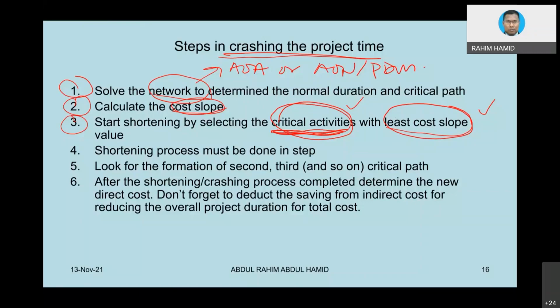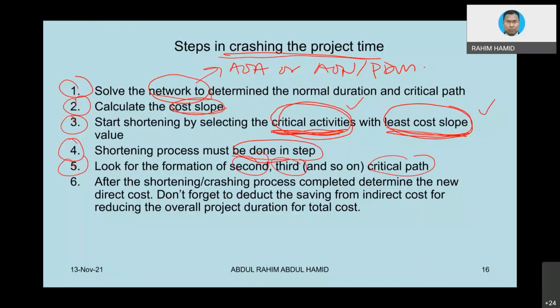And you already know, when you crash a project, for sure you are going to increase the cost, but you are going to increase the cost at the minimum level, in a controlled manner. We don't want the cost to be bloated out, because that defeats the purpose of project shortening. Okay, number 4, the shortening process must be done step by step. Sometimes we call it a cycle. Then number 5, look for the formation of a second, third critical path.